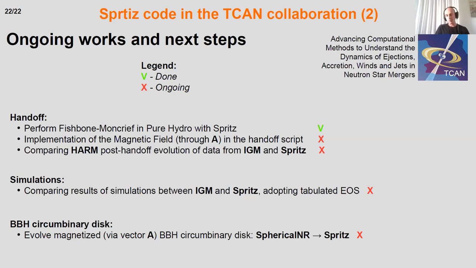So we want to basically start from the spherical NR framework, which is a spherical coordinate code that can deal with axisymmetry, for black holes that are far enough apart. And then from some point on, we want to pass the evolution to the SPRITZ code, which is in a full 3D Cartesian framework, in order to perform the evolution. Okay, that's all.